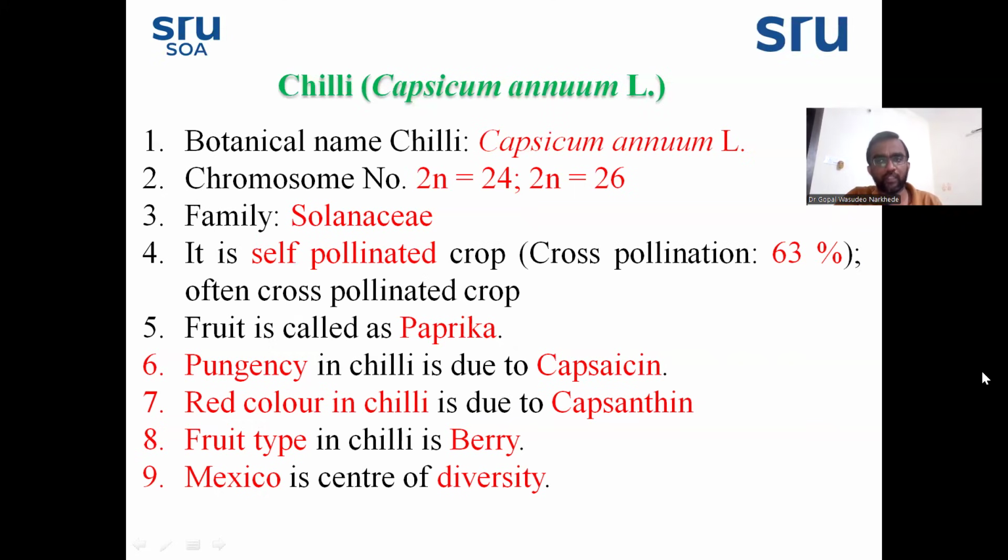So what is this center of diversity? Center of diversity means a center where you can find the maximum genetic variation of that particular crop. So that center can be considered as the center of diversity for that particular crop. So in that case, Mexico is the center of diversity for chili.